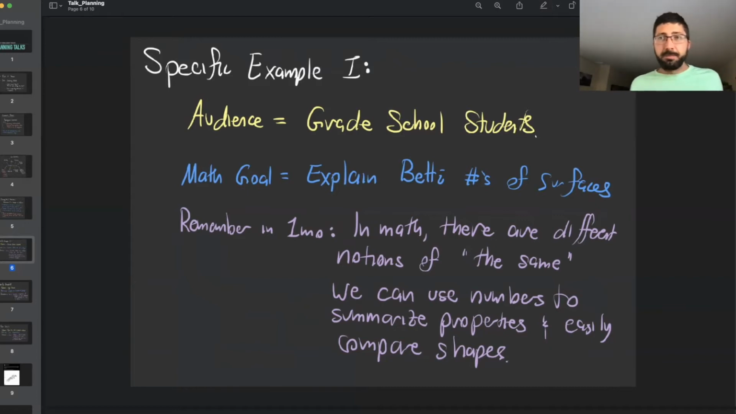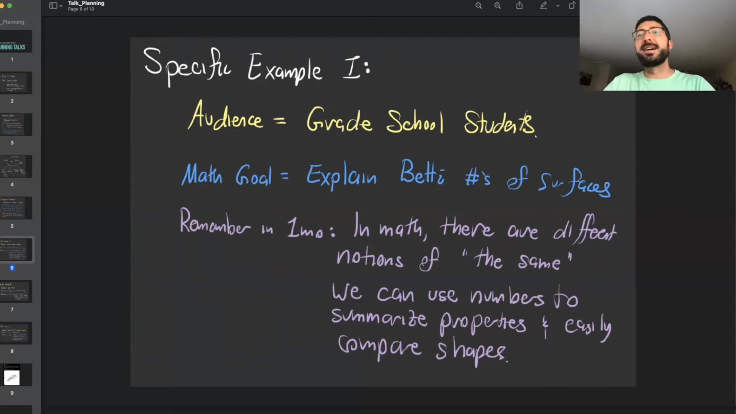So that was the goal, invariance of surfaces. What do I want them to remember in a month? Well, I want these grade school students to remember that in mathematics, there's different notions of being the same. That's kind of the first thing you need to know to talk about invariance, that you could have things that appear different but are the same. You have to make precise what you mean by the same, and it differs by context. So I want them to know that.